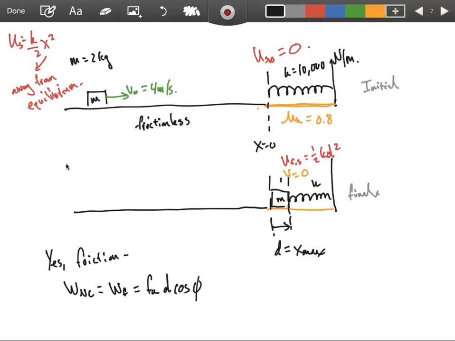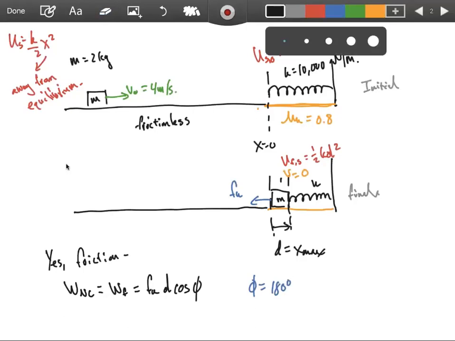Now, in this case, my compression is, as I have drawn, in this direction, so that is my displacement vector d pointing to the right. But my friction acting on my object is back in this direction, because it always is opposite the direction of motion, which means in this case phi is simply equal to 180 degrees, and cosine of 180 is -1, so this becomes minus f sub k times d.